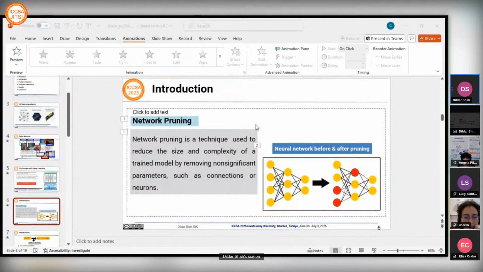So in the picture, we can see that on the left side we have the original model, and after applying some pruning technique, we get the pruned model where the pruned connections are shown by a dotted black line and the pruned neurons are shown by red circles. But how can we mathematically formulate network pruning?